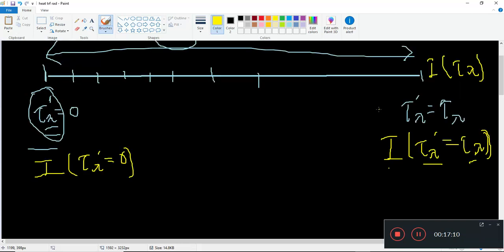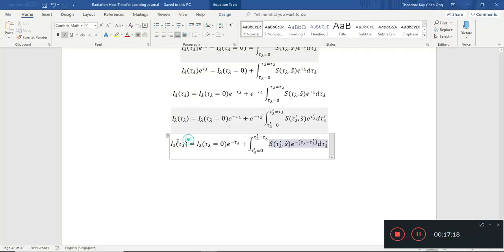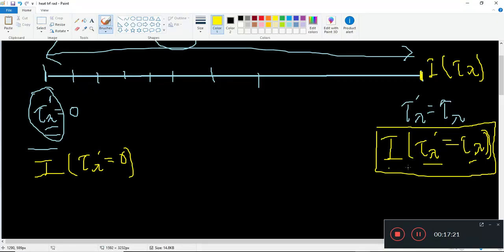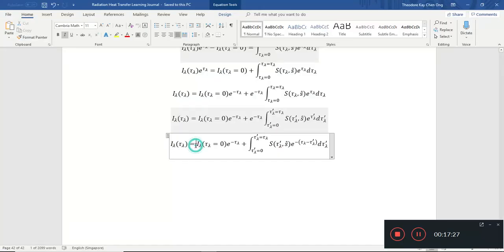Okay, so this is what the equation is trying to find out: the intensity at this particular point, the radiation intensity. So what is that equal to? Let's take a look at the equation. First things first, pretty simple.